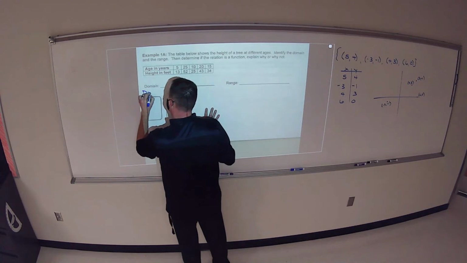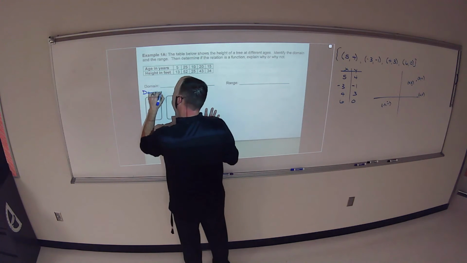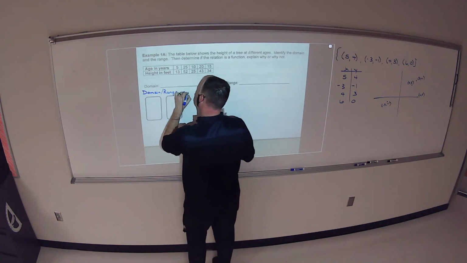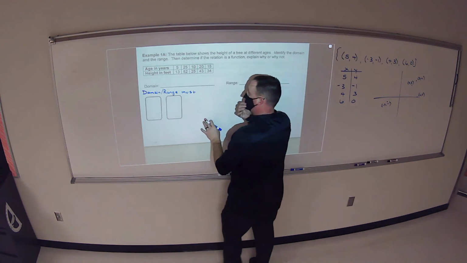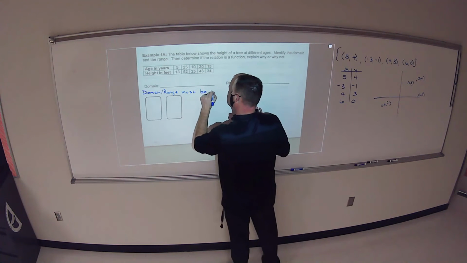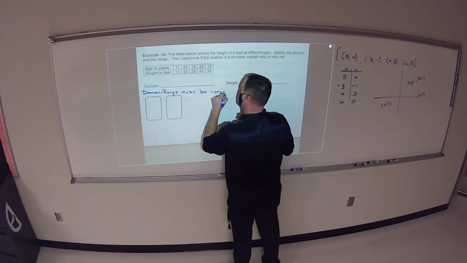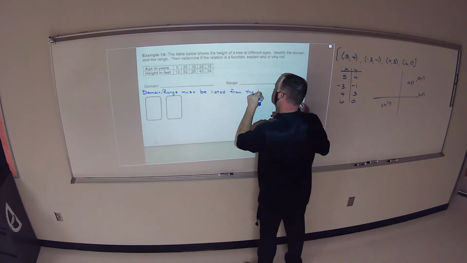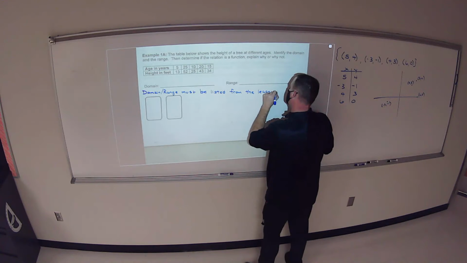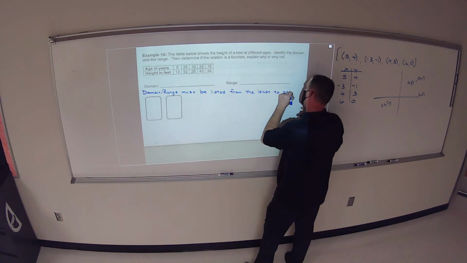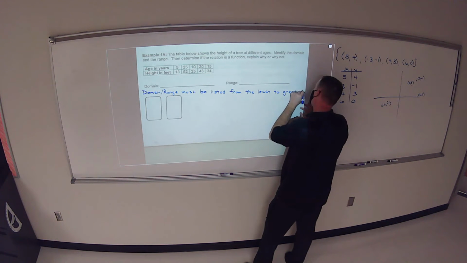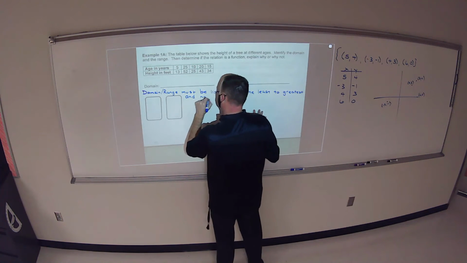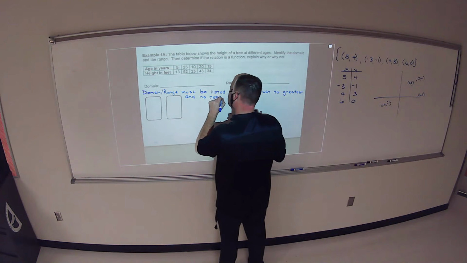Domain and range must, not can, but must be listed from least to greatest and no repeating values.